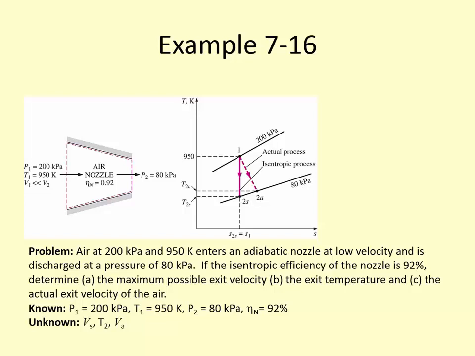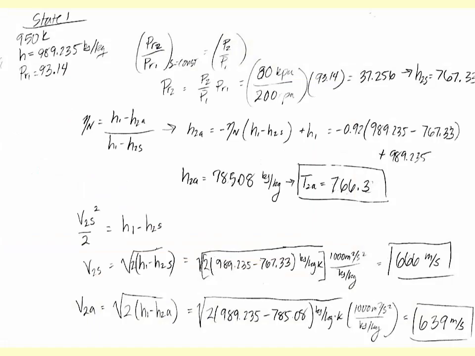So if we're looking at this, first we're going to look at the isentropic case. So we know the ratio of the pressures going in and out of the nozzle, and we have some equations that help relate pressures one to another to find exit conditions. So we know state 1 is at 950 Kelvin, and if we go to the ideal gas table, we can look up directly the enthalpy of state 1, because it's only dependent on temperature, is 989.235 kilojoules per kilogram.